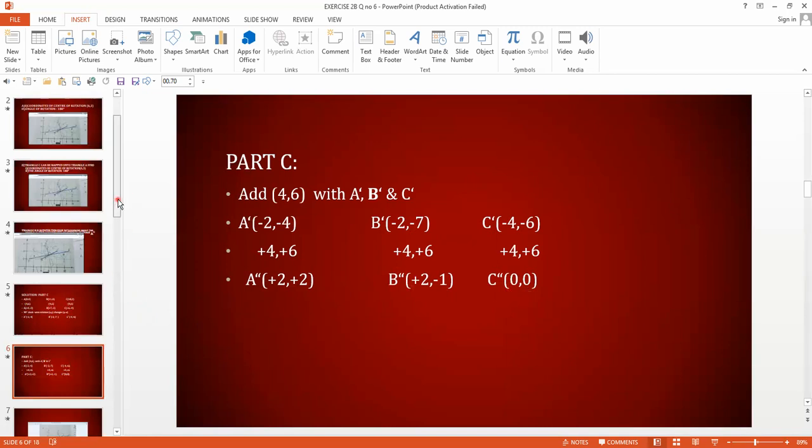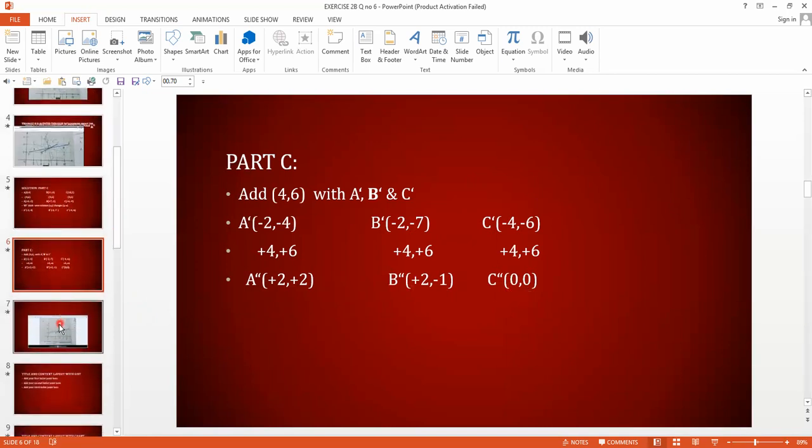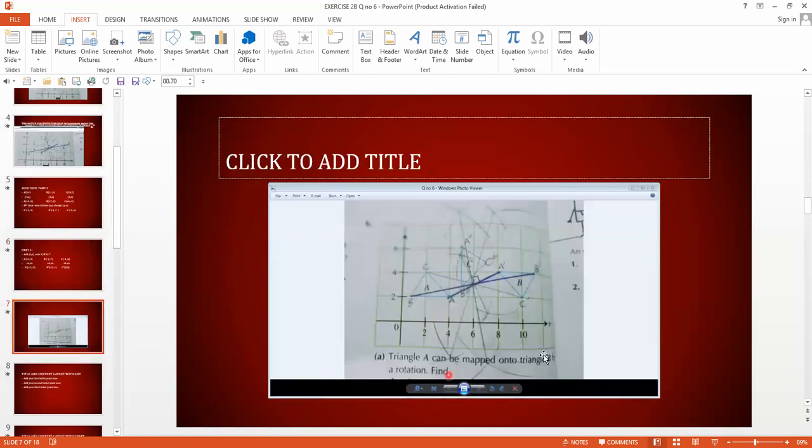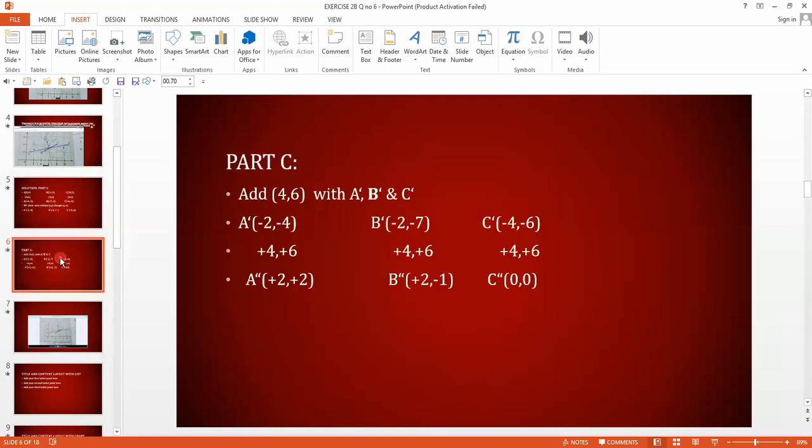Just give me a few seconds. I will draw for you. For the new coordinates, I will draw a triangle for you, so it becomes easier for you.